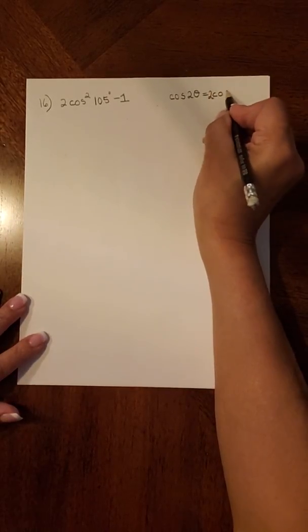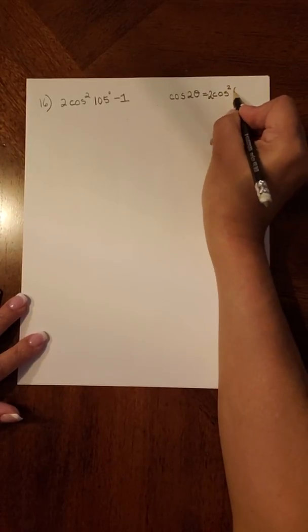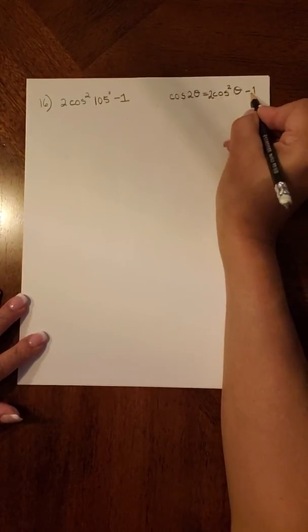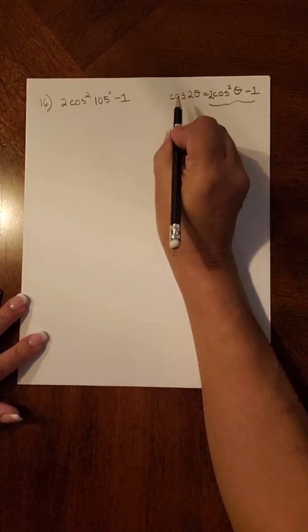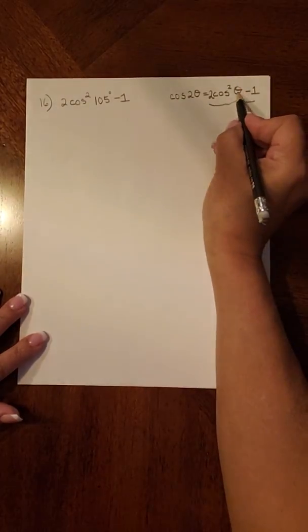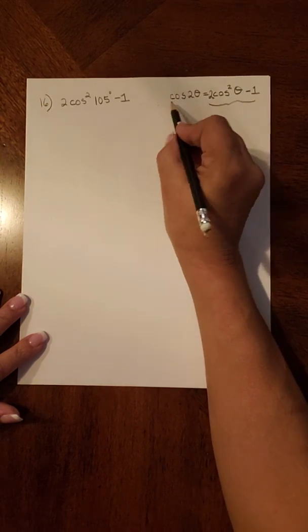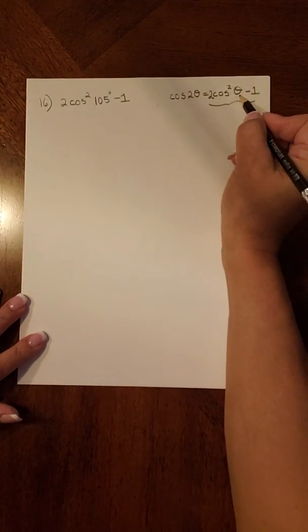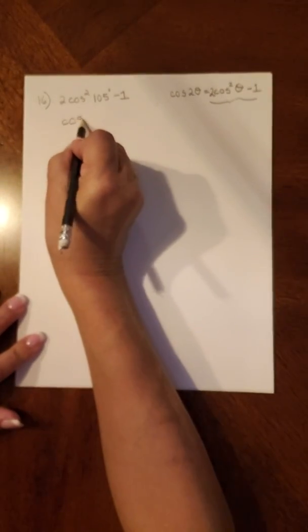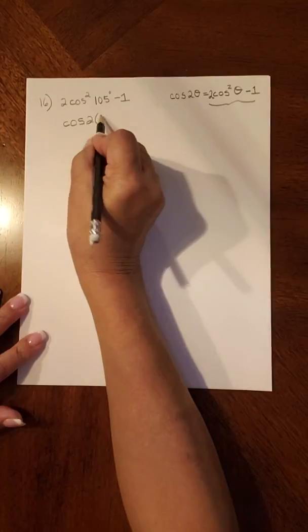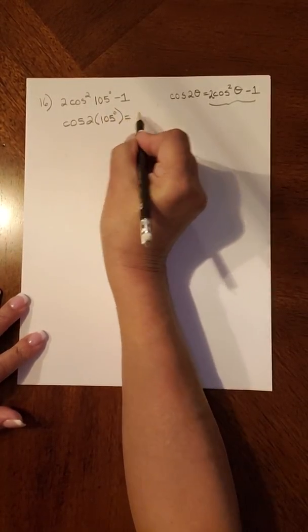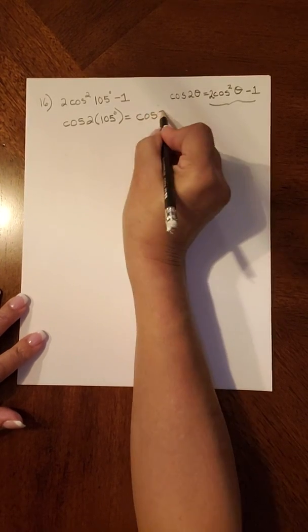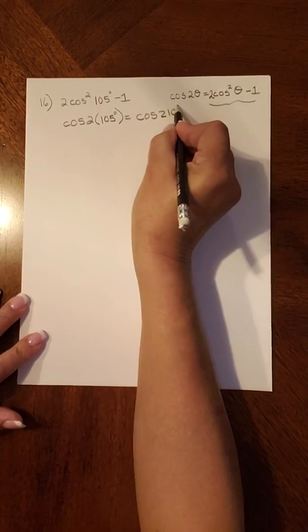2 cosine squared theta minus 1. So what you're seeing is this, and you're going to bring it back to the condensed form. But notice that there's a theta here and a theta here. So when you bring it back to this form, whatever angle you've been given, you will also write here. So it's cosine of a double angle, bringing you to cosine of 210.